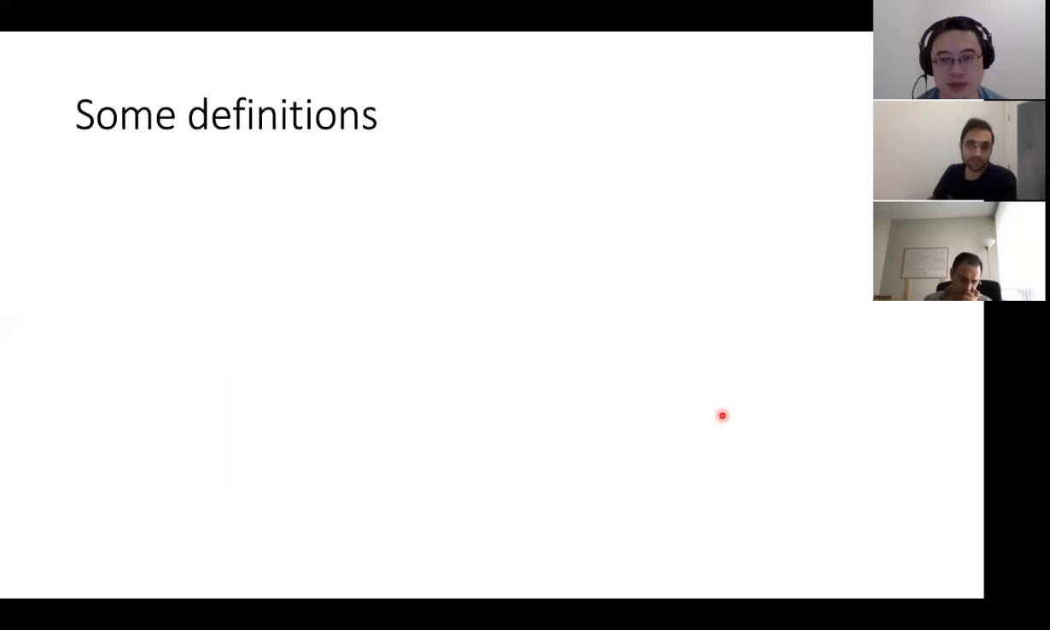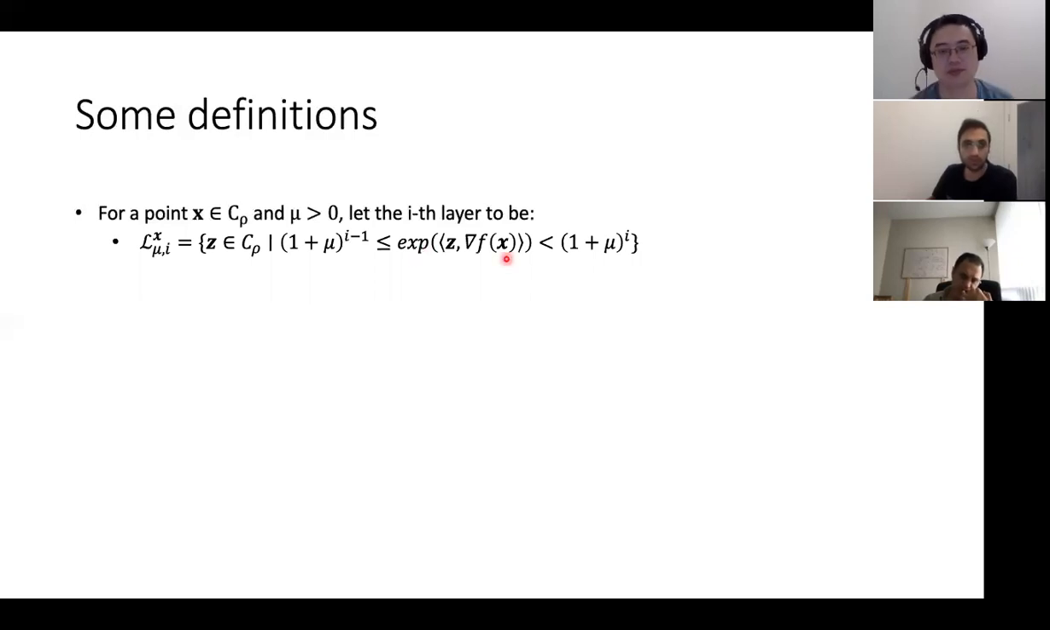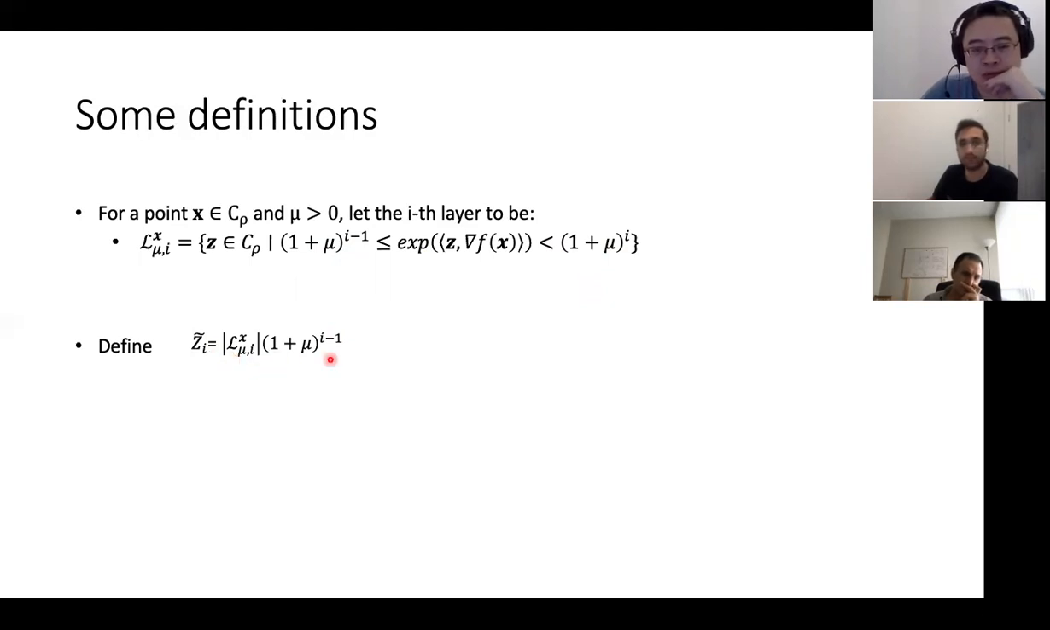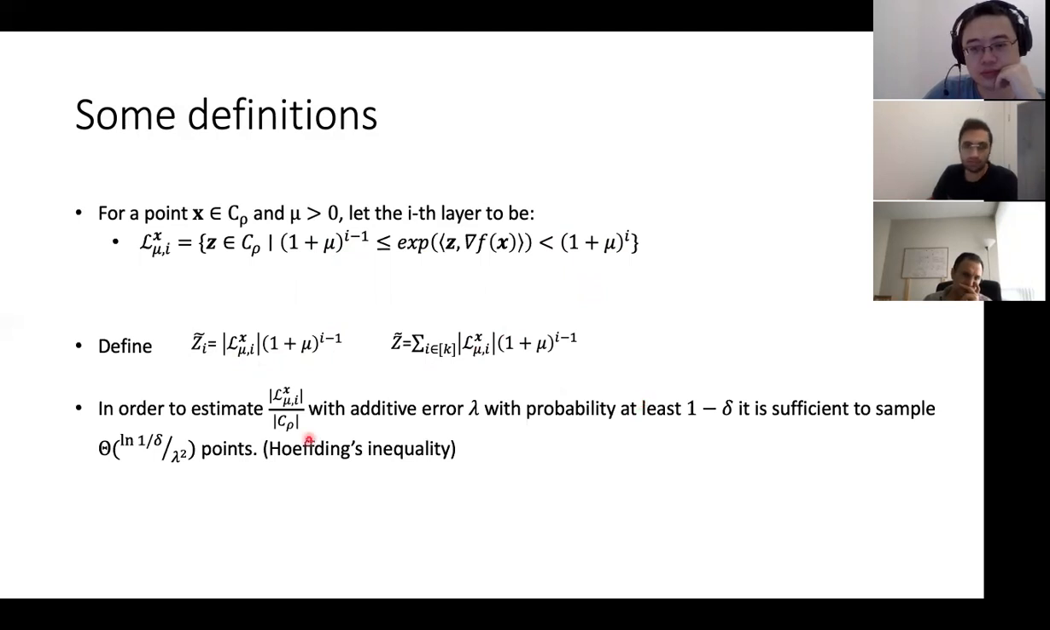Okay. So how do I define a layer or beam? It depends on the quality of points, so they almost have the same quality. Their quality is between (1+mu)^(i-1) and (1+mu)^i. And then for each layer, we define this random variable z_i tilde, which is basically the size of that layer times the quality. And z tilde is the summation over all these k layers, okay? By Hoeffding's inequality, if I sample a sufficiently large number of points from the covering, then we can estimate this ratio. We can guess the number of points in each layer.